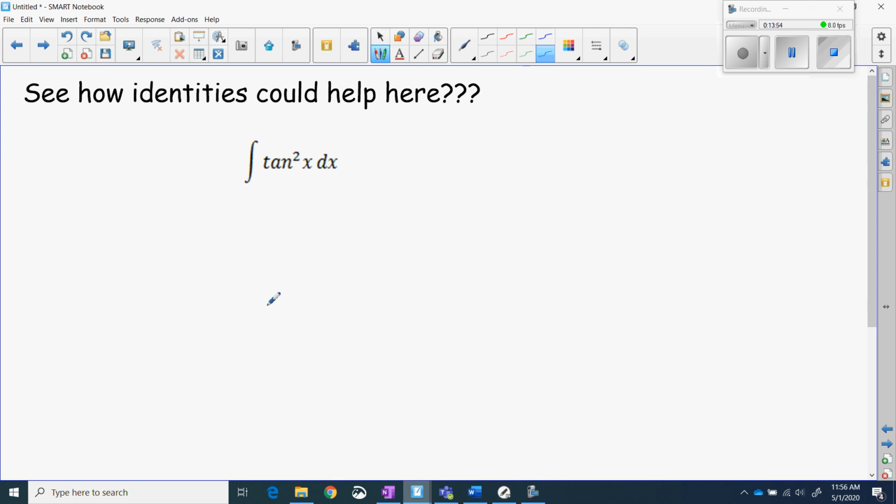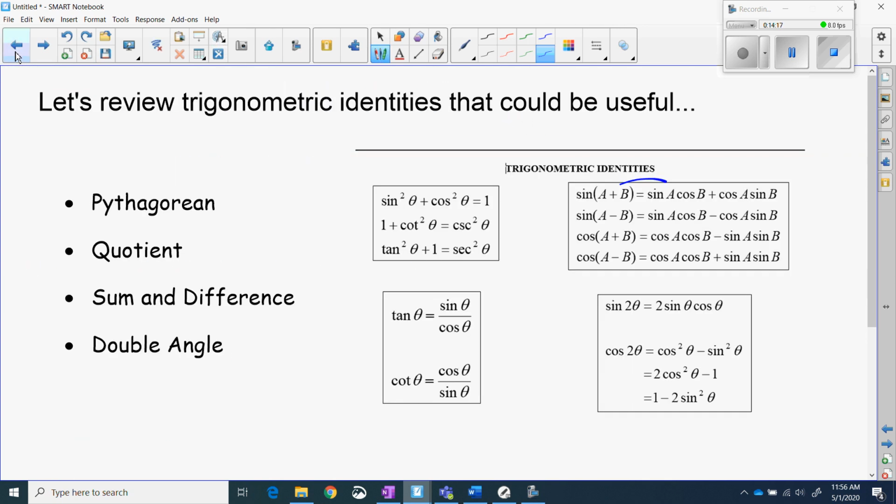All right, let's have a look at this one. Well, if I was checking my rules of differentiation for trig functions, tan squared is not one of my rules. There's nothing I take the derivative of that gives me tangent squared. However, I do know that from my trig identities, just back up the page here for you, tangent squared plus 1 is secant squared. So I could replace tangent squared with secant squared minus 1.